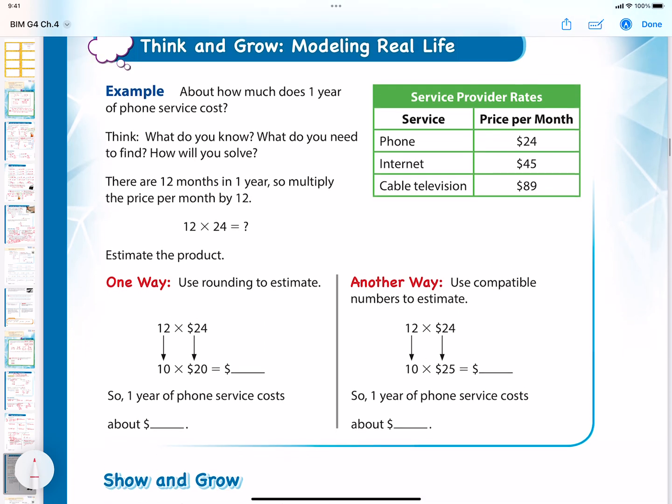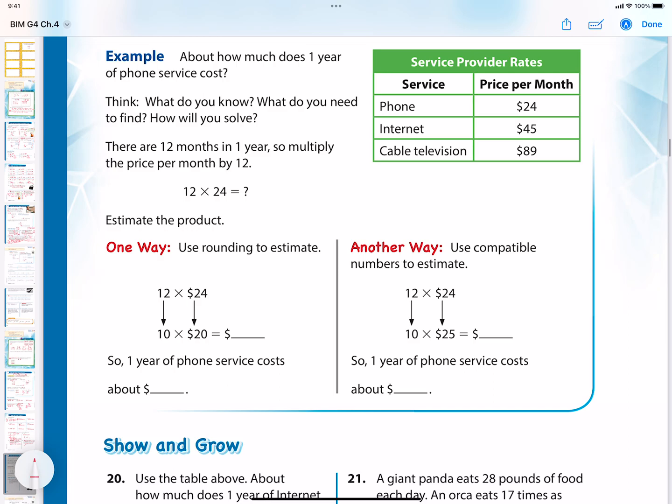All right. So now, about how much does 1 year of phone service cost? All right, you need to think, what do you know and what do you need to find and how will you solve? There are how many months? 12 months in 1 year. So multiply the price per month by 12. Okay? All right, 12 times 24 is maybe phone service we are talking about, right?